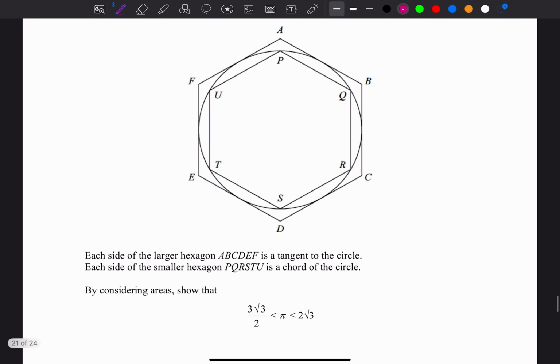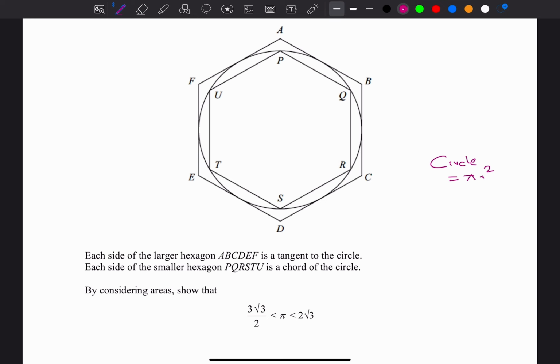The next one, a solid grade 9 question. Each side of that is a tangent to the circle. Each side is smaller than that. Considering the areas, the middle one is the circle. The area of a circle is pi r squared.